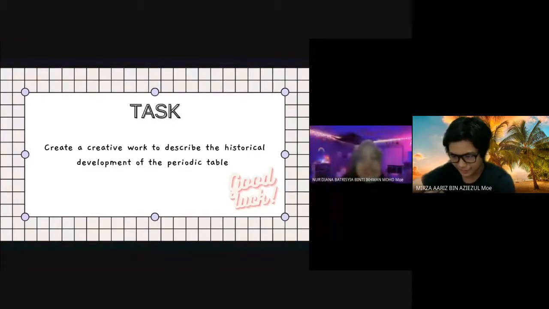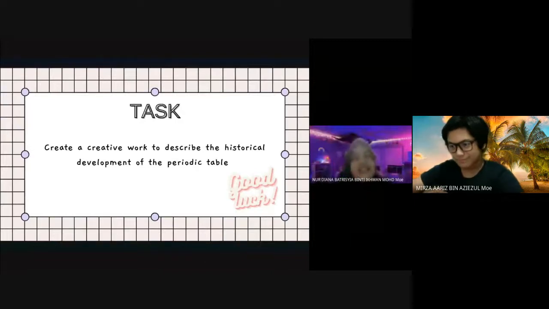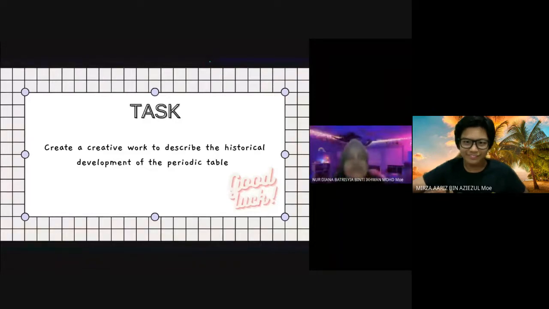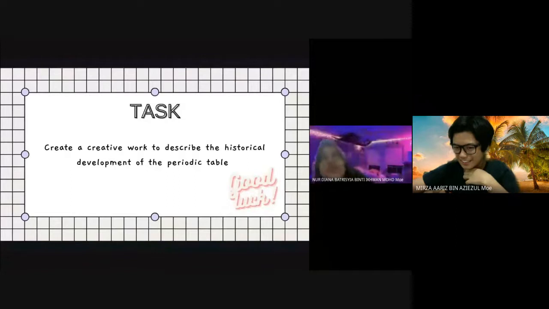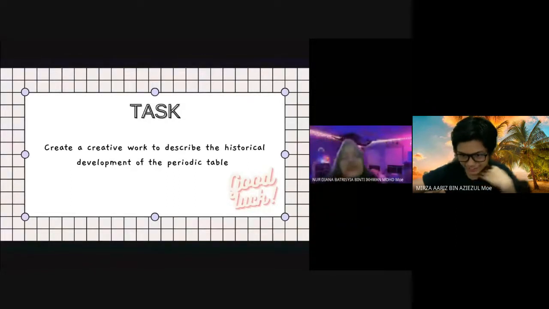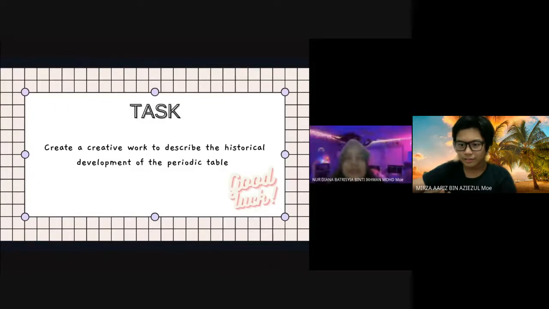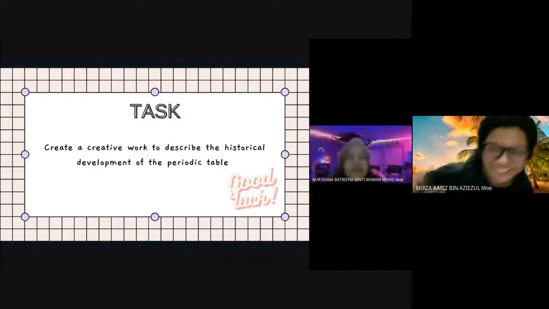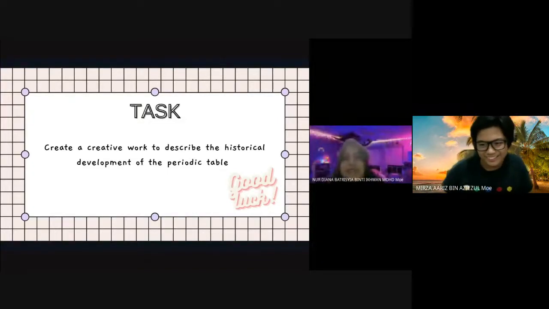So the task is to create a creative work to describe the historical development of the periodic table. You can do a poster, drawings, animations, maybe an infographic, and so on. I hope you finish this task by today. You may submit the work in your Google Classroom because I will let you present it tomorrow.